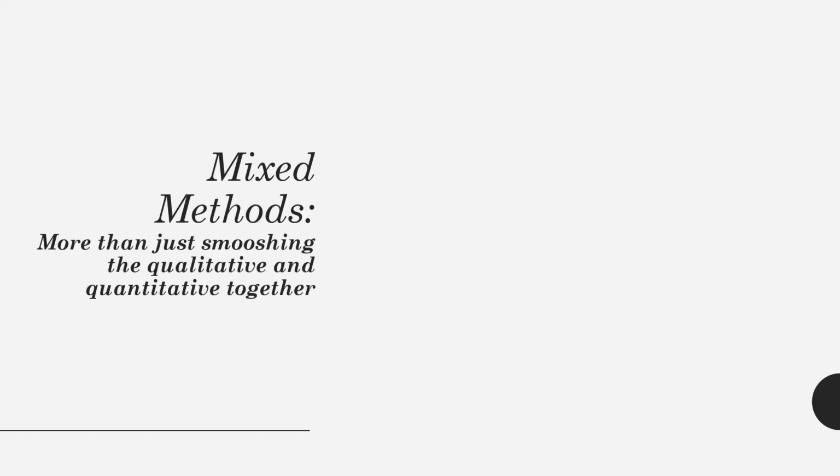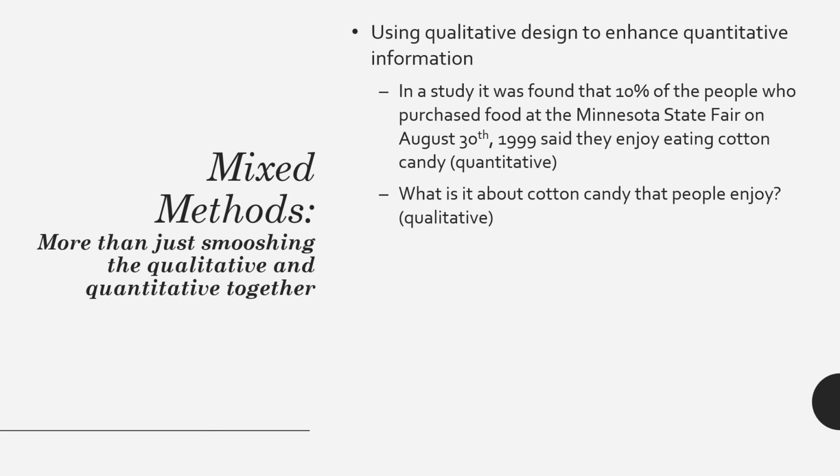When we talk about mixed methods, remember this is not just smushing together qualitative and quantitative research. We're using qualitative design to enhance quantitative information. An example would be in a study, it was found that 10% of the people who purchased food at the Minnesota State Fair on August 30th, 1999, said they enjoyed eating cotton candy. That's quantitative. 10% of the people who they interviewed that purchased food.